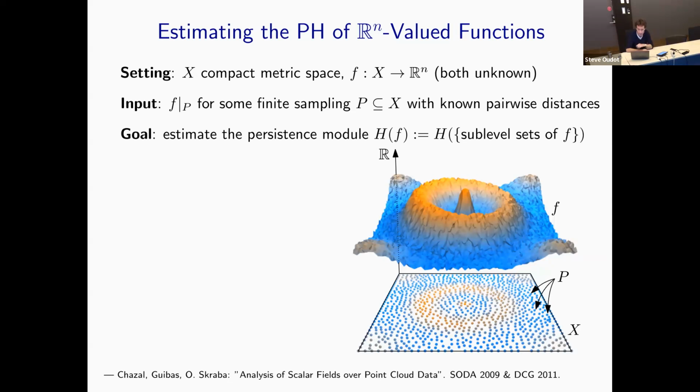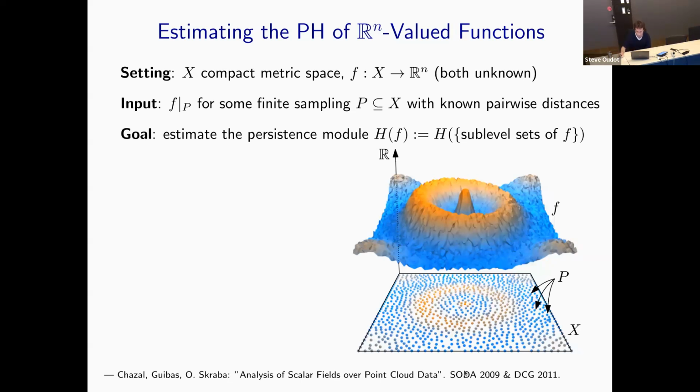So for now, I have a finite sampling P, a finite set of points P. And what I know is the values of the function at the points of P and the pairwise distances between the points of P. By pairwise distances, I mean the distances in X. Okay? And my goal is to approximate, probably in the interleaving distance, because that's the distance I will be interested in, the persistent homology of the filtration of the sublevel sets of f.